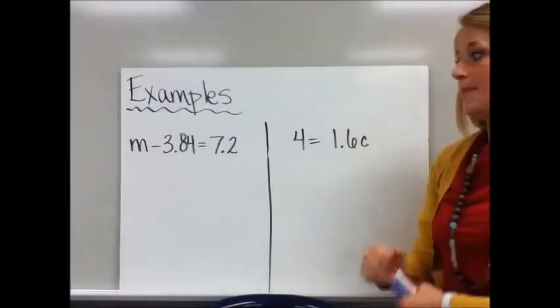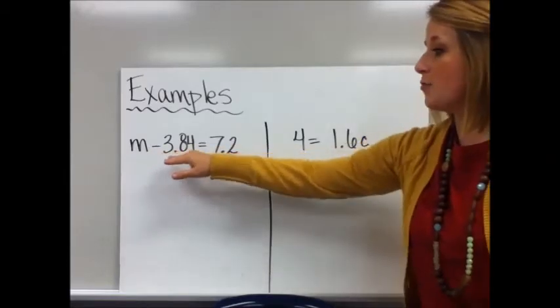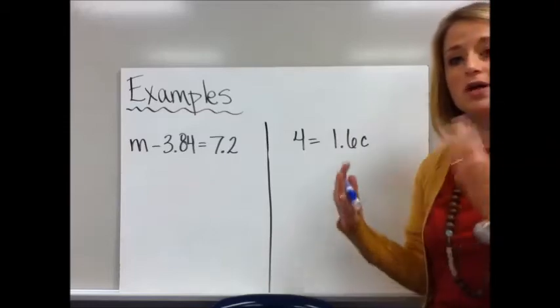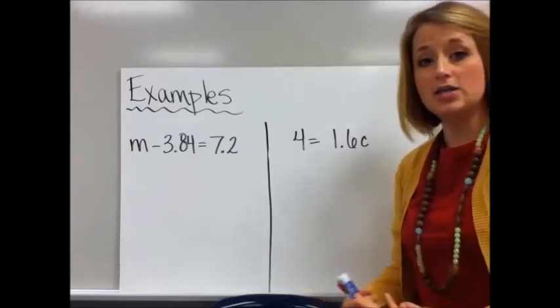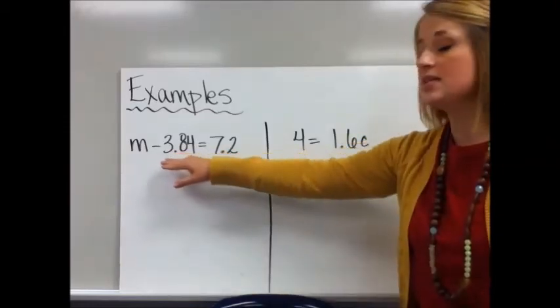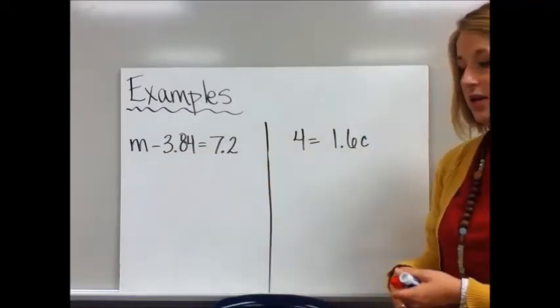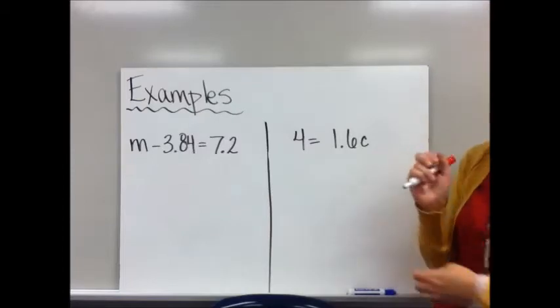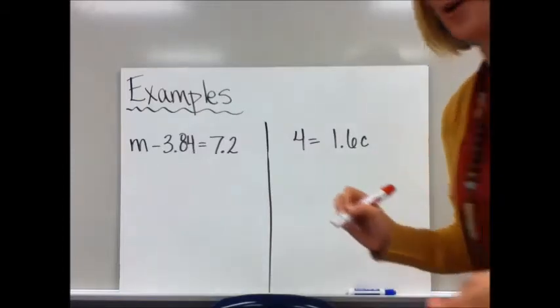Here's some examples. M minus 3.84 equals 7.2. We want to isolate the variable. We're going to undo what's happening to the variable. It's being subtracted by 3.84. So we're going to undo that by adding 3.84 to both sides.